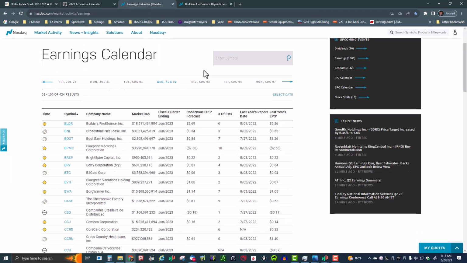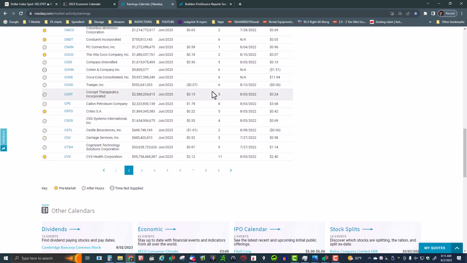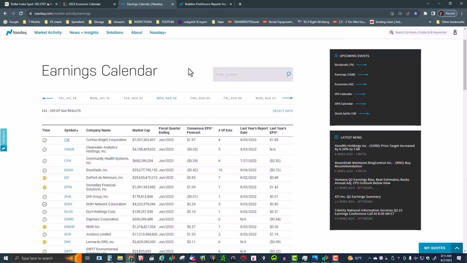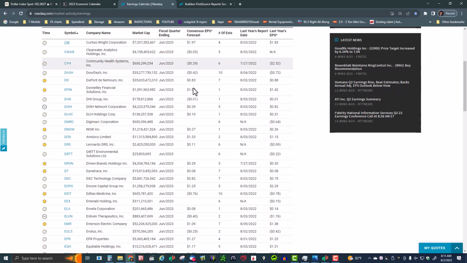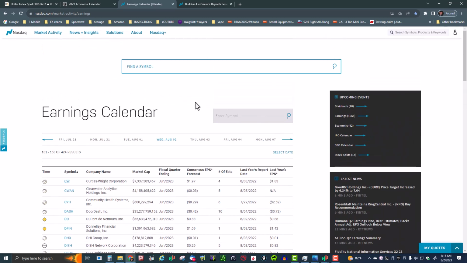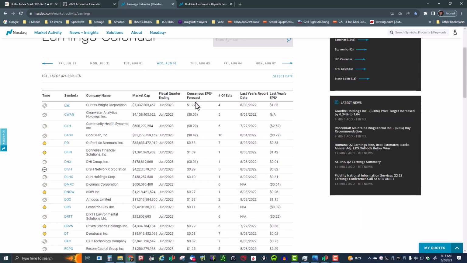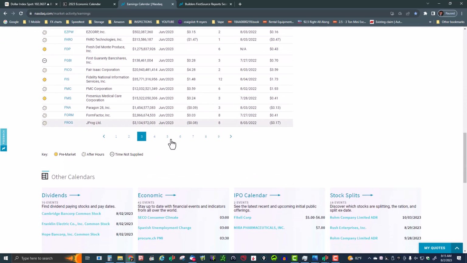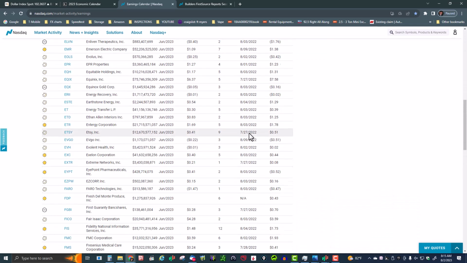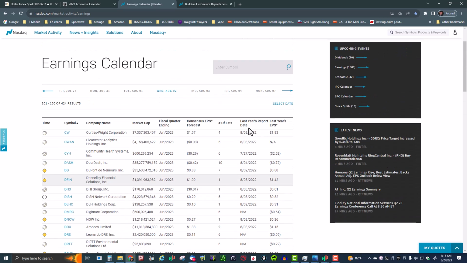Earnings calendar, this is for today. And it looks like 9 pages of earnings today. So again, I would expect more volatility today. 9 pages of earnings. Incredible.